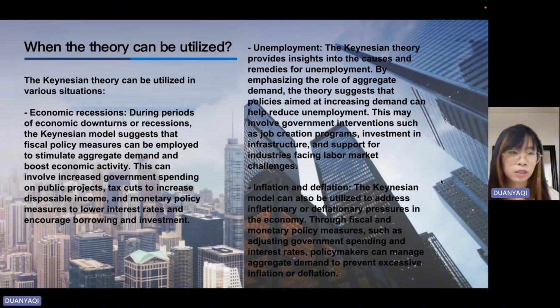The second question: the Keynesian theory can be utilized in various situations, and there are three parts to this question. Number one is the economic recession, and number two is unemployment. The Keynesian theory provides insight into the causes and the remedies for unemployment. And the last one is inflation and deflation. The Keynesian model can also be utilized to address inflationary or deflationary pressures in the economy.